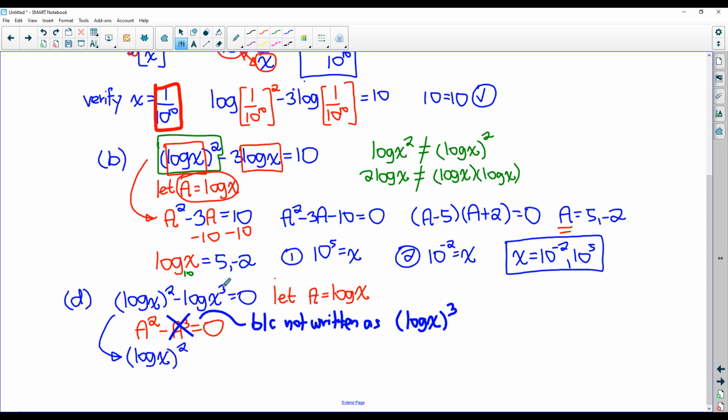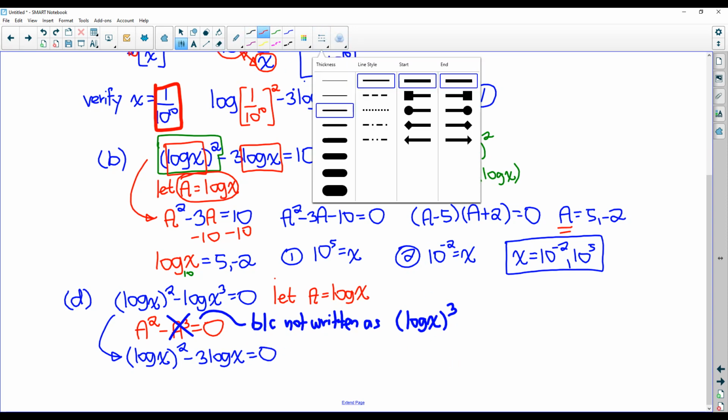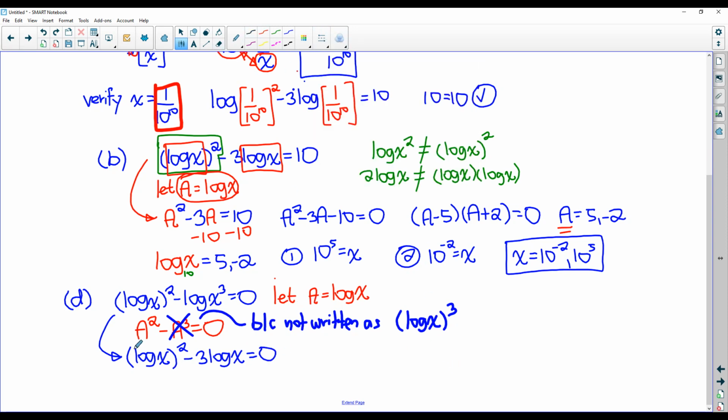Now this one, what I'll do is, because that exponent is just attached to the argument but not to the entire logarithm, I can use the power rule to bring it down. So now I'd have minus 3 times log of x is equal to 0. Now I can use this substitution, okay? So now I can replace log of x with A and log of x with A, and then it would look like A squared minus 3A would be equal to 0.